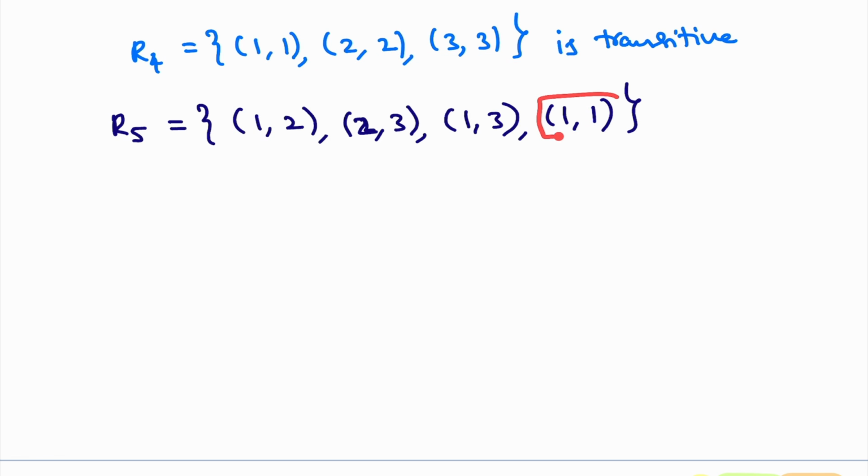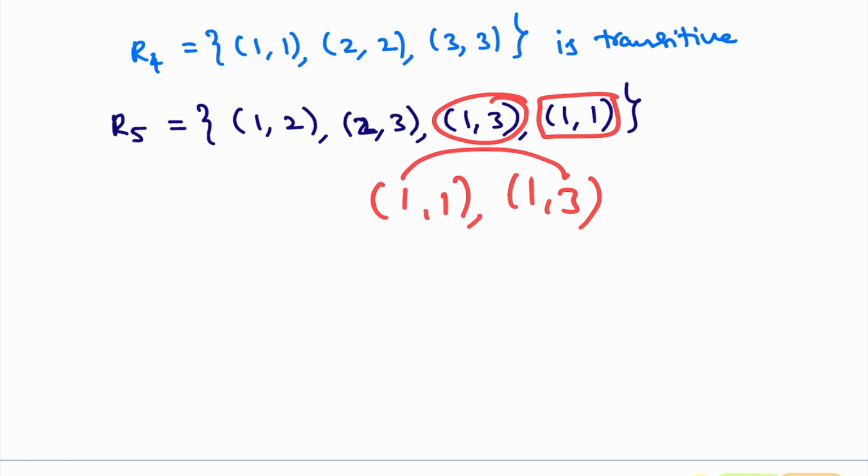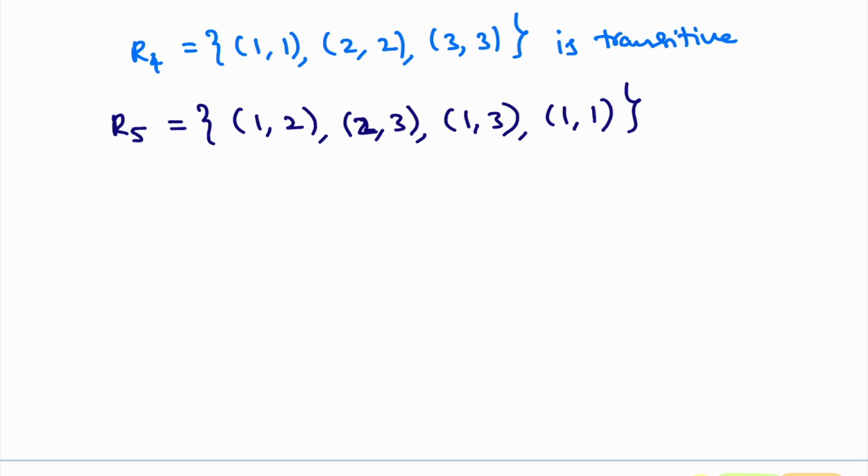Now you see here 1 comma 1, 1 comma 3. I hope you are understanding. 1 comma 1, 1 comma 3. What is x comma z? X comma z is 1 comma 3. 1 comma 3 is there here. So that's why I say that for such type of elements, x comma x, 1 comma 1, 2 comma 2, 3 comma 3, there is no need to check the transitive condition. This always passes the transitive condition.